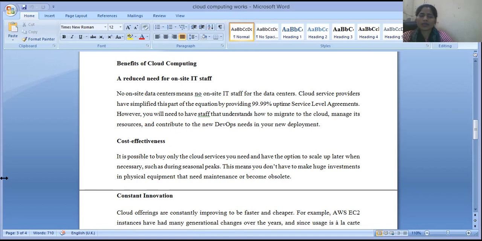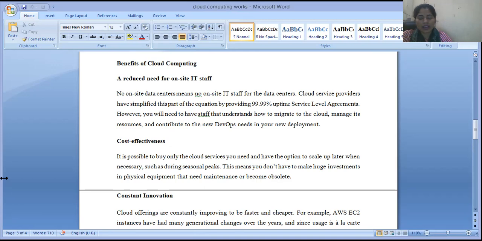So for removing many more staff, they only keep the staff who have the knowledge of how to migrate the data to the cloud server and how to take the data from the cloud server to their systems as per the requirements of the users or the company's people. Okay, and manage its resources, how to manage the resources, how to contribute to new DevOps needs in your new deployments.